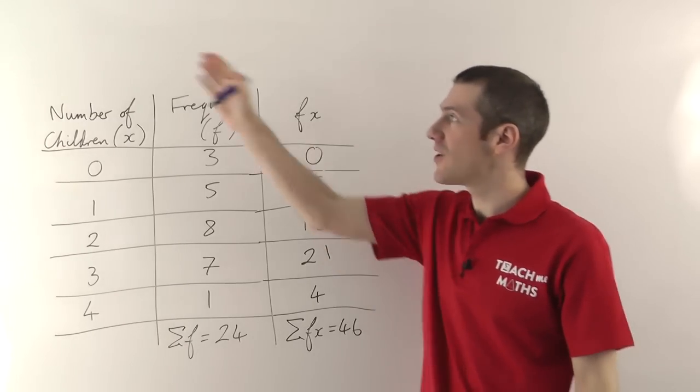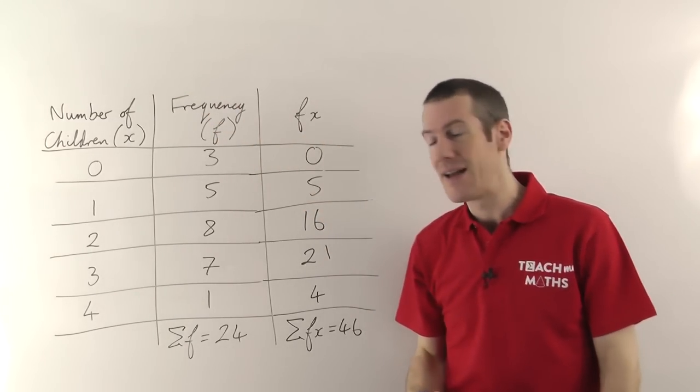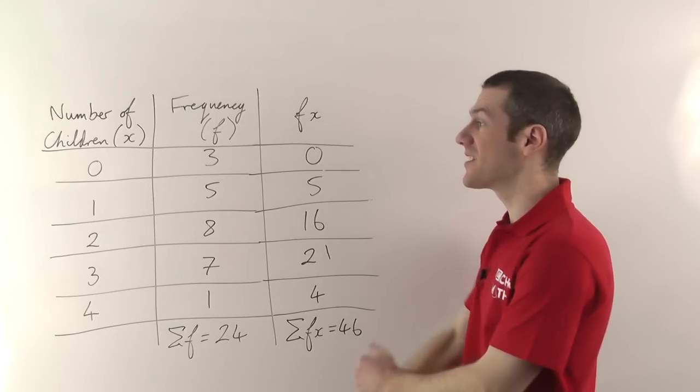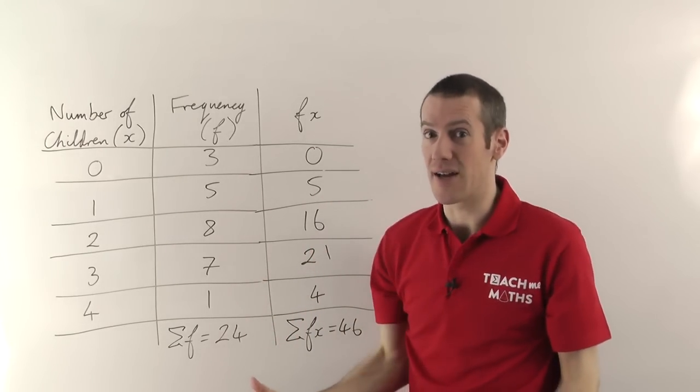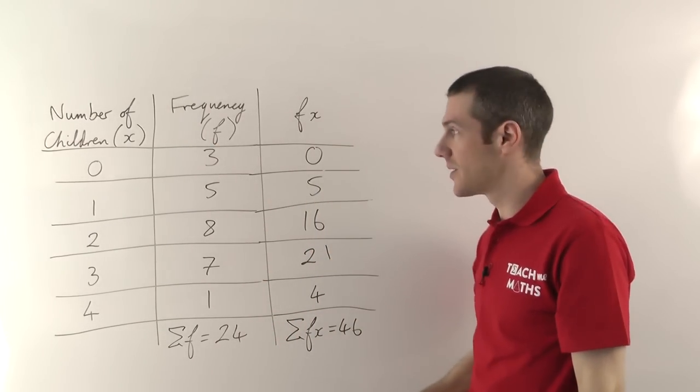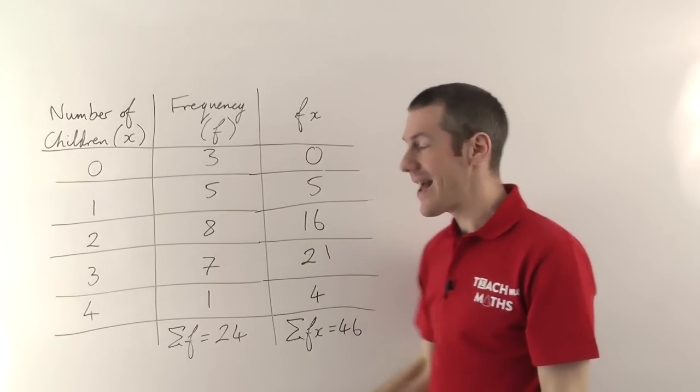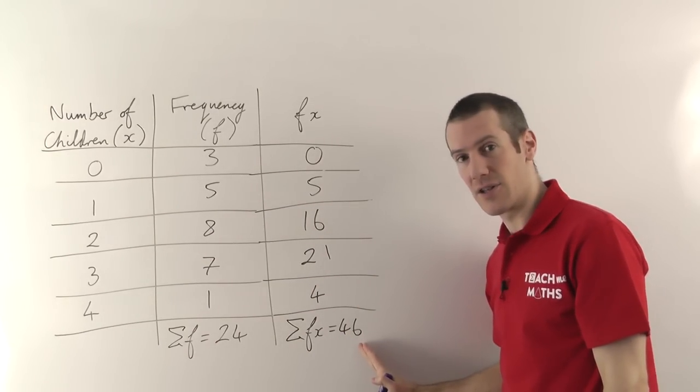So if I were to write out all the numbers in the list and then add them all up, I would get 46. But the advantage of this table is I don't need to do that. I don't need to write out all the numbers and add them up. I just multiply these to get the totals for each category and then add up the totals to get the final total at the bottom.